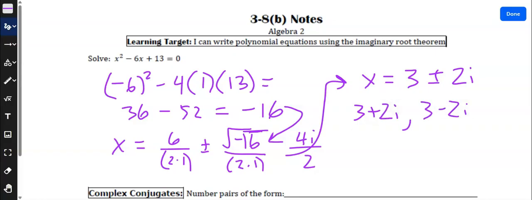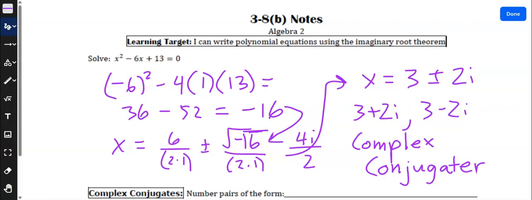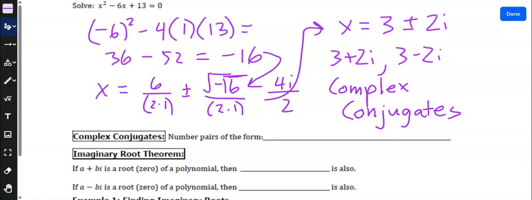Oh, look! Complex conjugates. So just like the irrational conjugates, can't even spell. Just like the irrational conjugates, we have complex conjugates. Okay? Obviously, complex means they've got both a real component and an imaginary component, which means they do not show up on the x-axis. So, complex conjugates: numbers of the form a plus or minus bi.